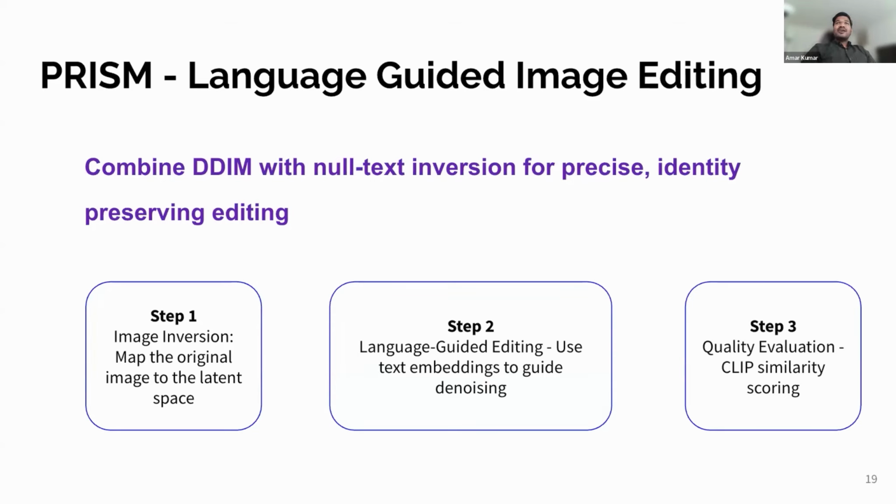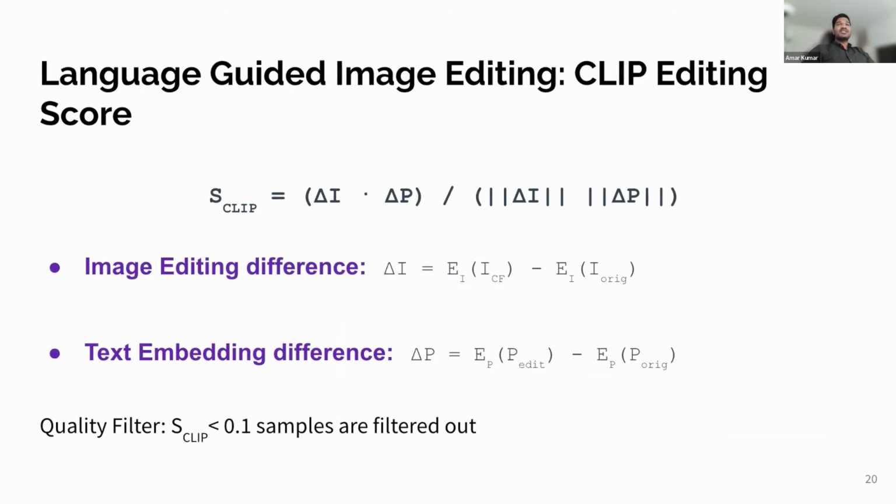And in the end, we also use an extra layer of filter, which is known as CLIP similarity scoring, for a quality evaluation check. So even before these images are synthesized, we perform an automated quality evaluation check to make sure that whatever we are seeing is actually a good representation of what we wanted from the language. So those are the three main steps that are involved in this language-guided image editing.